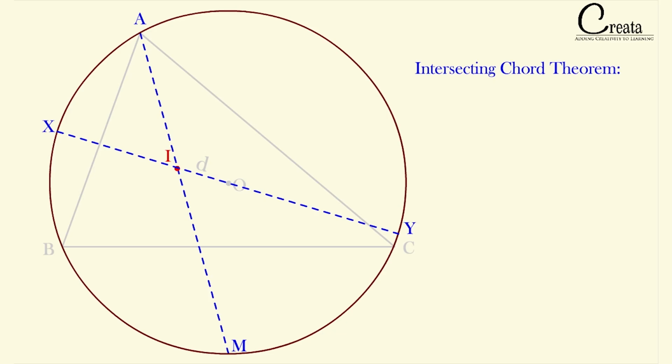So here in our case, we have two chords, XY and AM, and these chords are intersecting at point I. So these chords are forming four segments, that is XI, IY, AI and IM. And as per this theorem, the products of these segments will be equal. That is AI into IM is equal to XI into IY. Got it? This is the intersecting chord theorem.